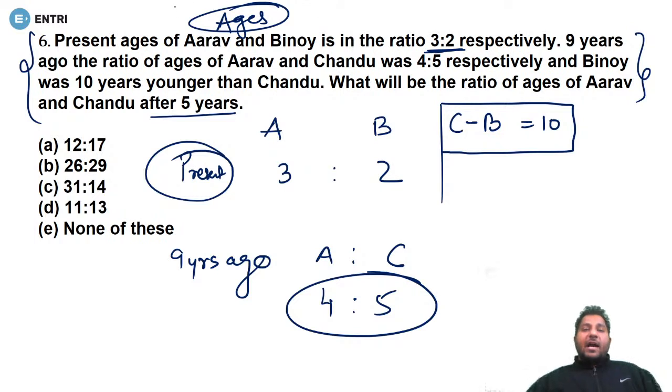Look at this. Arav and Binoy's present ratio has been given, while 9 years ago the ratio of ages of Arav and Chandu was 4:5. Okay, so Binoy was 10 years younger than Chandu. Then what will be the ratio of ages of Arav and Chandu after 5 years? So they are asking about the final ratio.